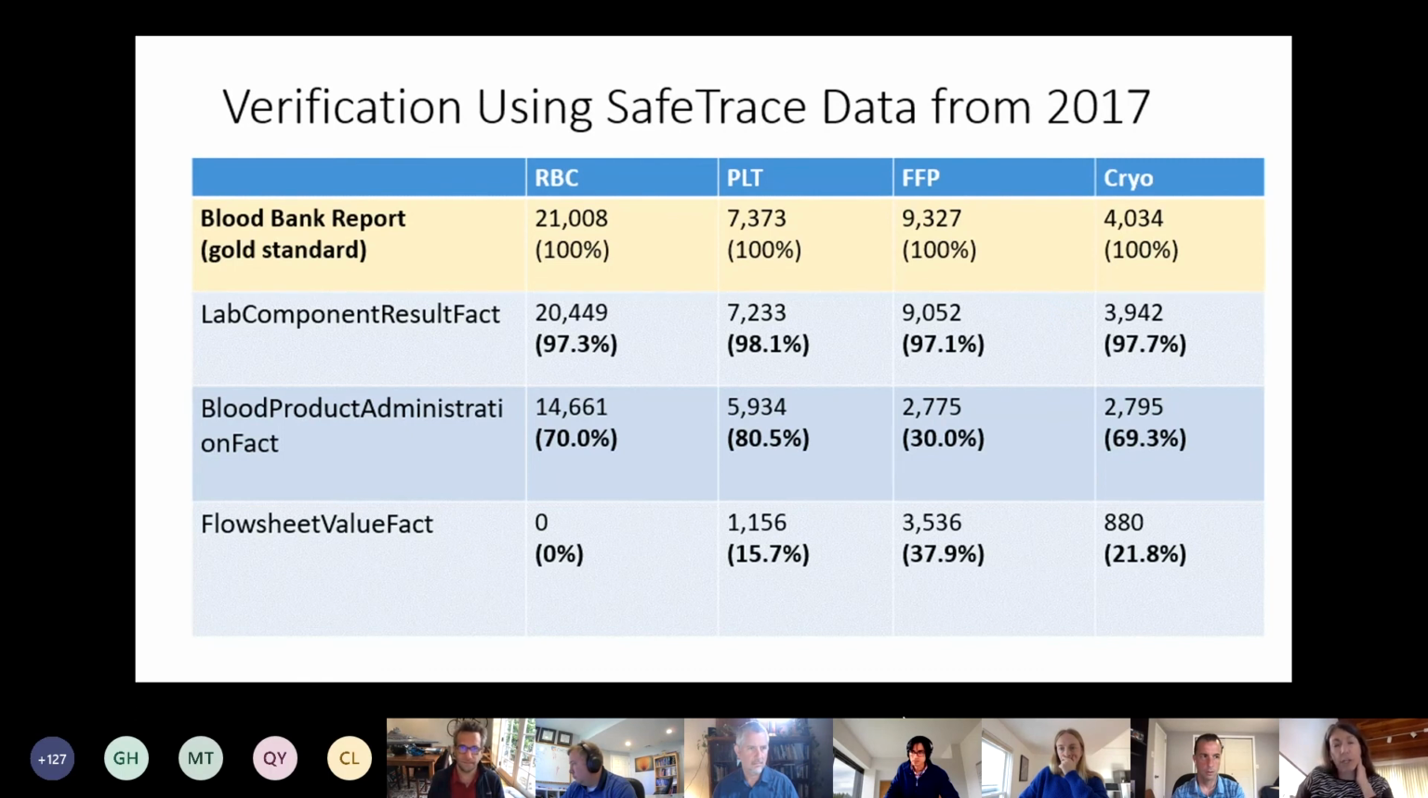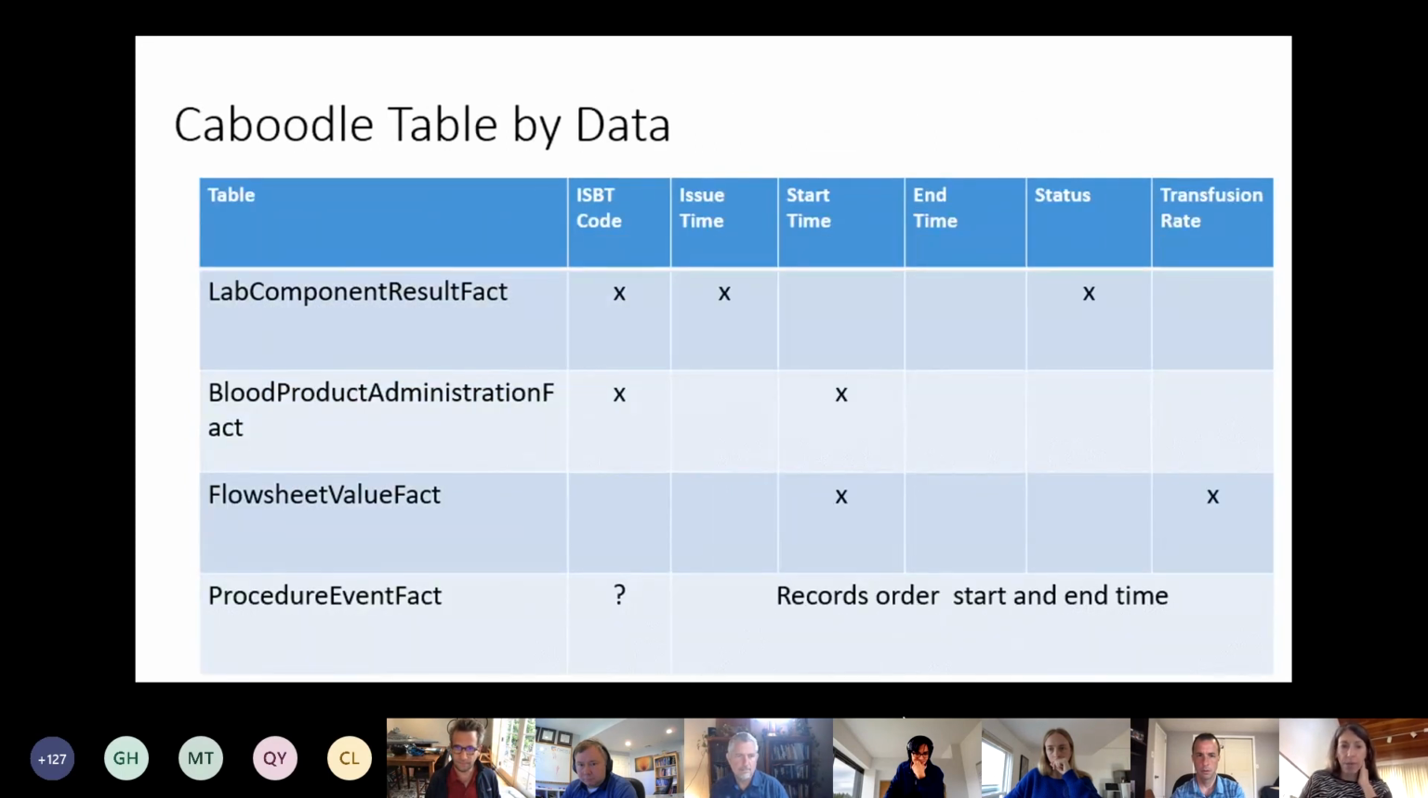So what we did is we took counts of what we had from the blood bank from 2017, and then we aligned that with the counts that we got from these other tables. And you can see that the blood product administration fact flow sheet really did pretty poorly for packed red blood cells, a little bit better for platelets. But where we had the best information was the lab component result fact sheet. I'm going to go back one slide, because what this meant is that we had the issue time, but we didn't have the start time.